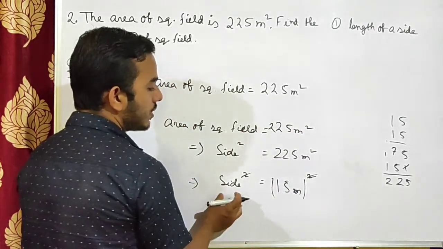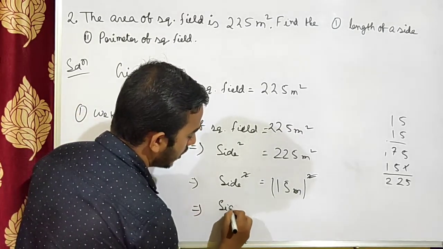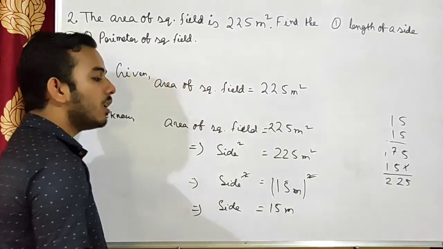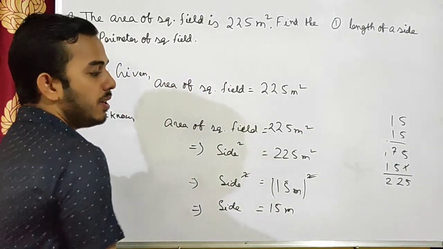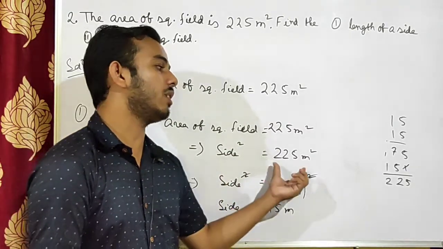The left portion is what? Side equals 15 meter, isn't it? So we will write side equals 15 meter. So we find out the side, isn't it? Very easy. We have to write side square equals the given area.